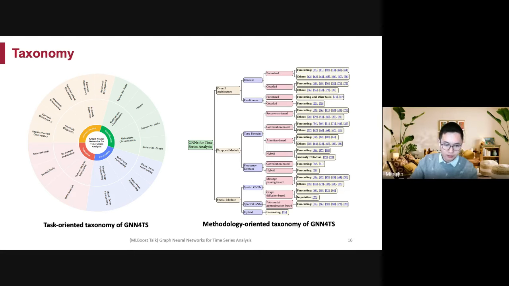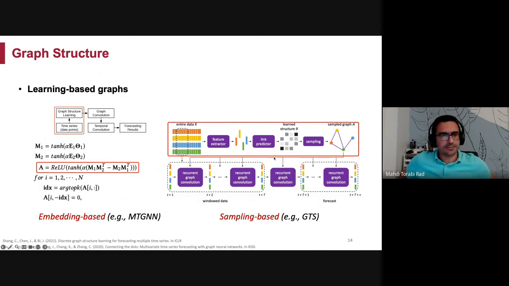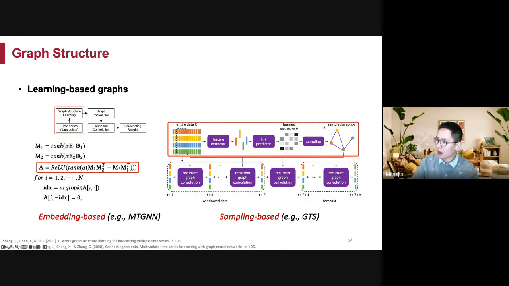Okay. So I think it should be here, right? Slide 15, I think? It could be this one? No, 14, I think. 14, sorry.